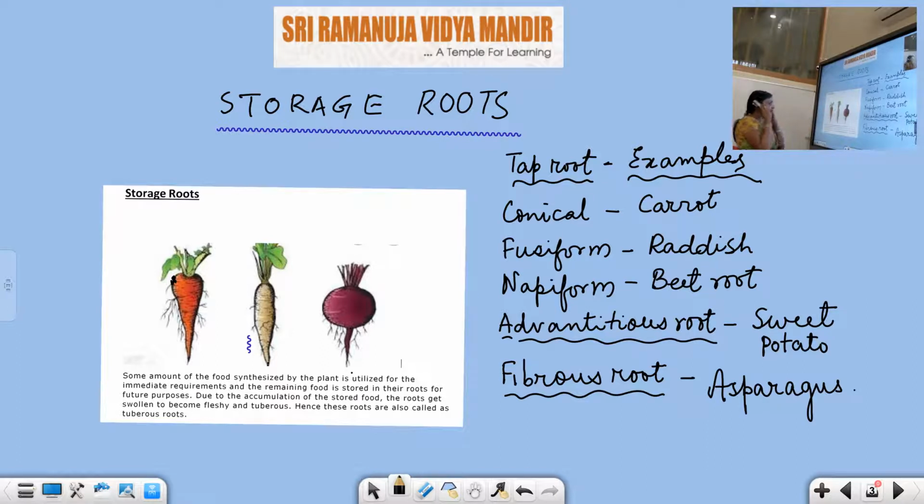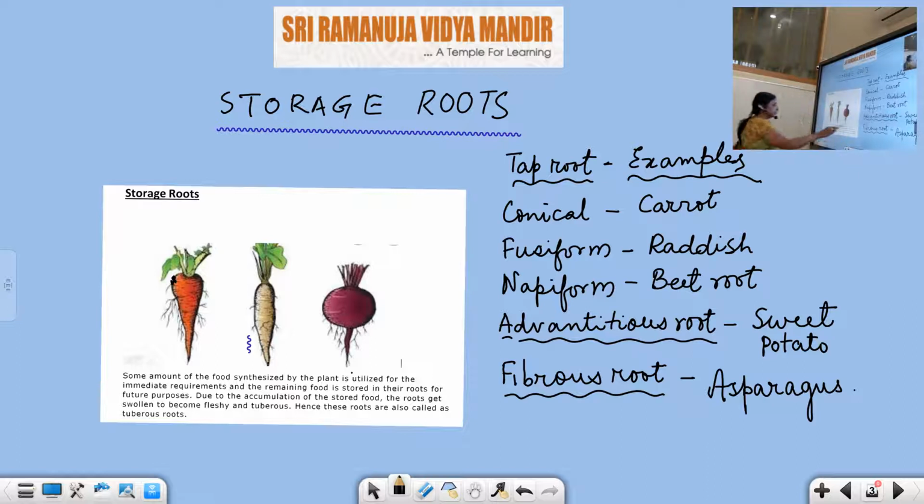Some amount of food is synthesized by the plant. The food is in the form of starch and water. This food is utilized in the biennial plant. At the end of the season, if we do not harvest the plant, the stored food is utilized by the plant for making leaves, branches and the fruit.